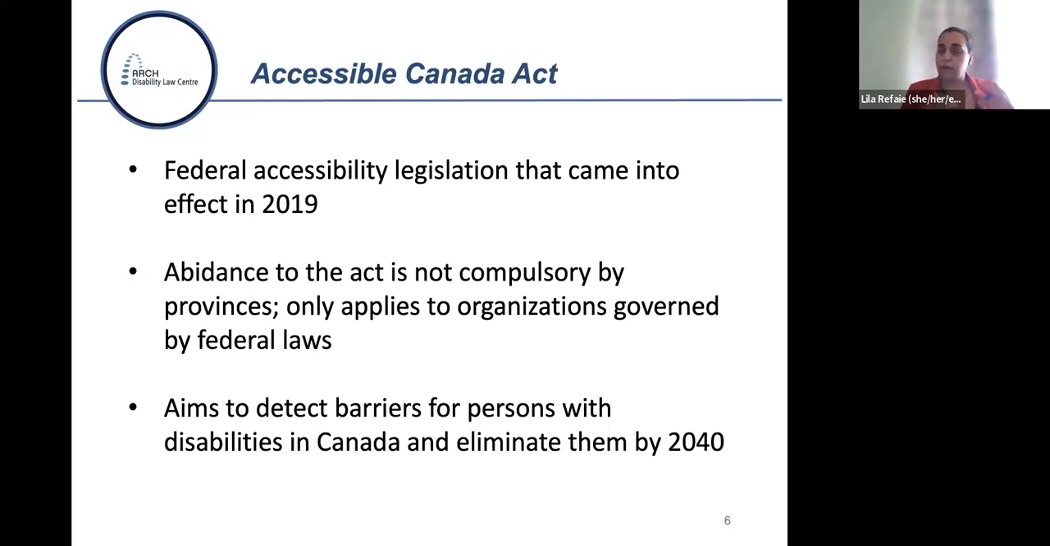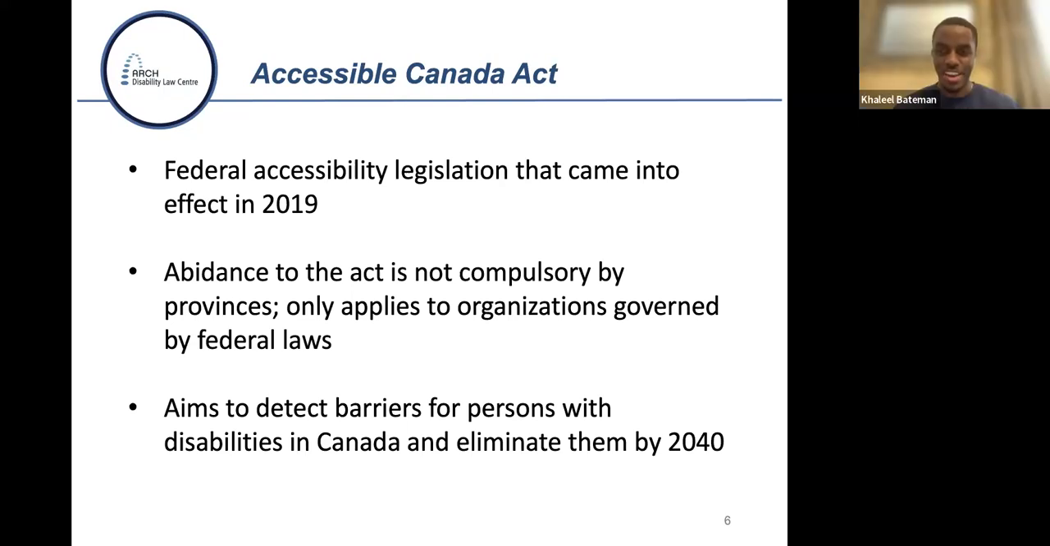So that was just a very brief overview about who Arch is, and if you want to know a bit more about Arch, you can visit our website or contact us. So now we'll get into really the hot topic of the day. And I will turn it over to my colleague Khalil, who will take us through the general principles of the Accessible Canada Act.